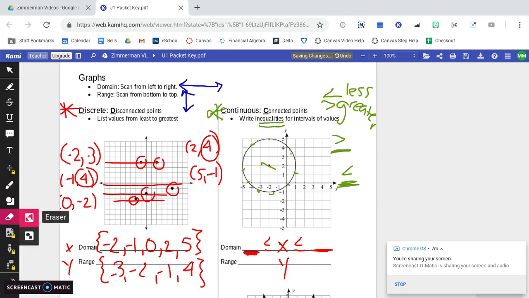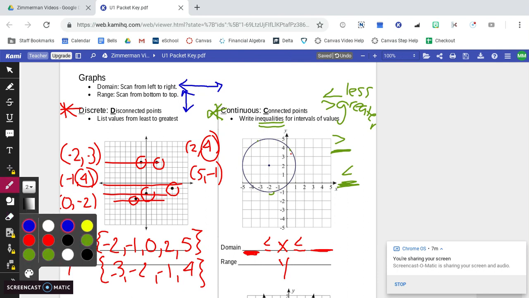So let me clean this up a little bit. Again, just ignore that point sitting in the middle of the circle. It's just to show you where the center of the circle is. So we're going to kind of create a fence around the circle. The farthest out it goes to the left, and the farthest out it goes to the right. We're going to use that to help us with the domain.